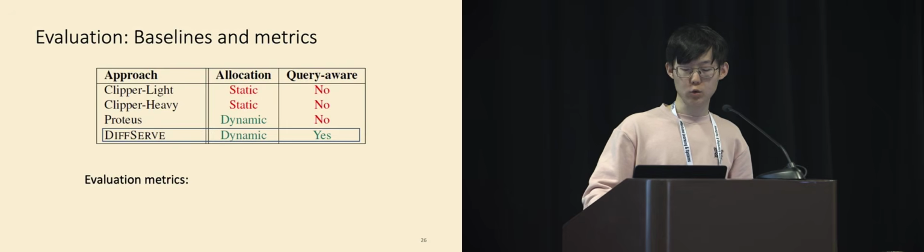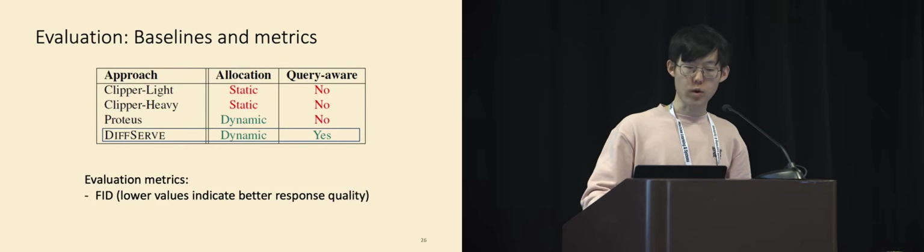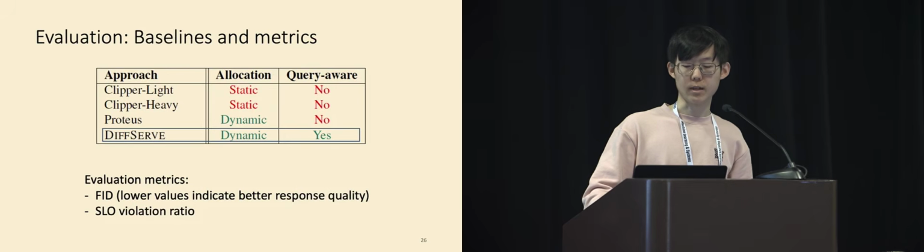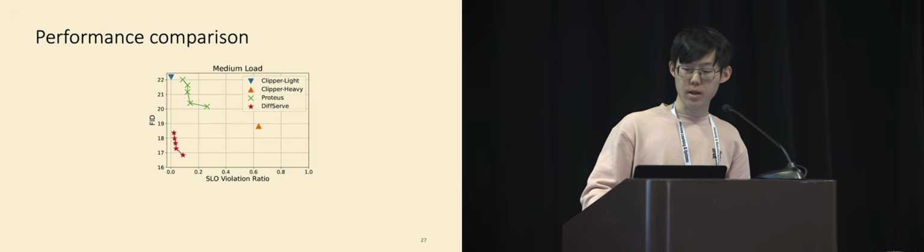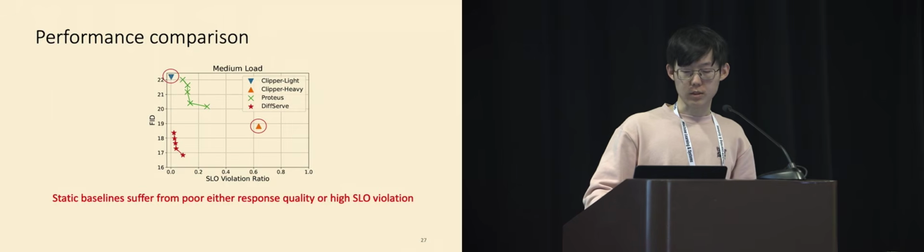For evaluation, we use two key metrics. FID, where lower values indicate better response quality, and the SLO violation ratio, which measures how often responses miss their deadline. So let's first look at how different systems perform under medium workload. This figure has SLO violation ratio on the x-axis and FID on the y-axis. Static baselines like Clipper Light and Clipper Heavy struggle, as shown in this figure. Clipper Light meets SLOs but with poor quality, and Clipper Heavy gives better response quality but violates SLO heavily.